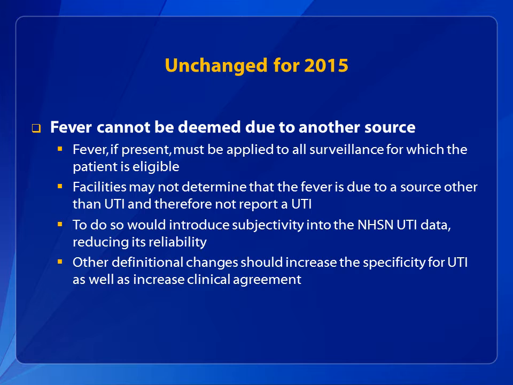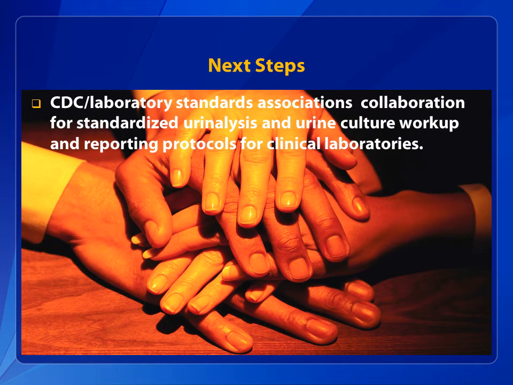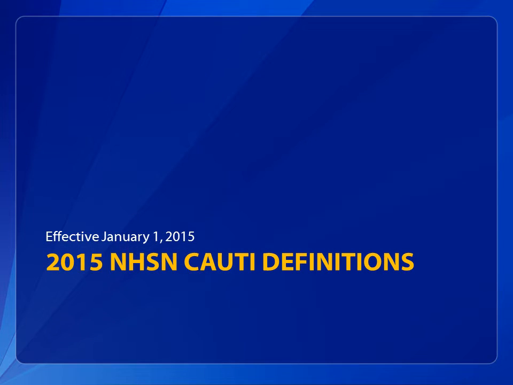UTI definition changes, such as removing non-bacterial organisms from the list of eligible pathogens and raising the threshold of organisms to 100,000 CFUs per milliliter, should increase reporting specificity and clinical agreement. CDC recognizes the need to standardize urinalysis lab practices and reporting. Future work will include collaboration with laboratory standards associations to improve patient safety by identifying best practices. Now, let's review the 2015 NHSN CAUTI definitions for CAUTI criteria 1 and 2 and ABUTI.